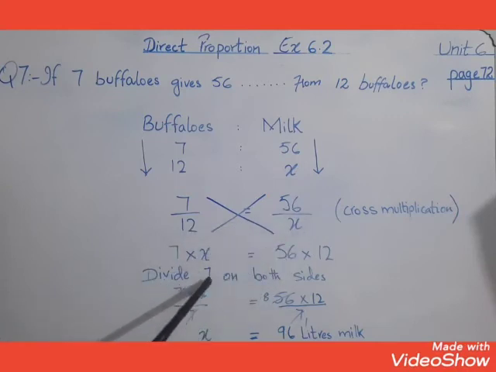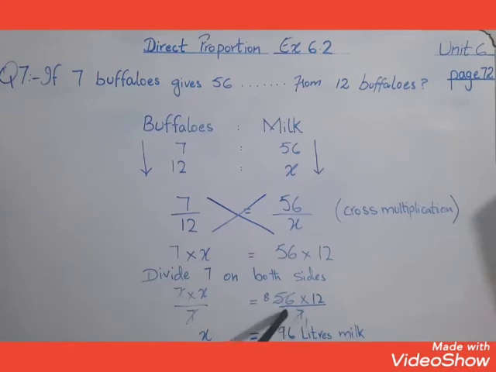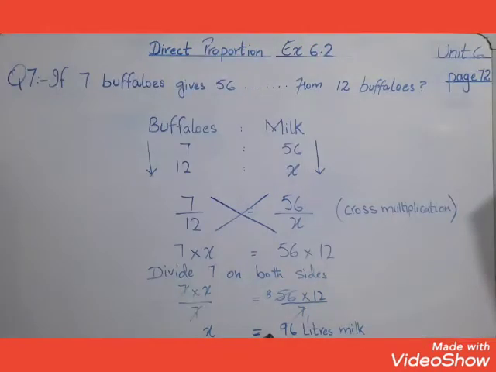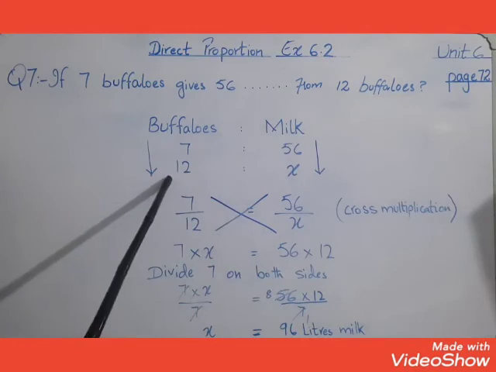Now divide by 7 on both sides. Can you see? 7 cancels. Just x is left. 7 times 1 is 7. 7 times 8 is 56. 8 times 12 is 96. So we can get 96 liters of milk from 12 buffaloes. Right, students? So this is the answer.